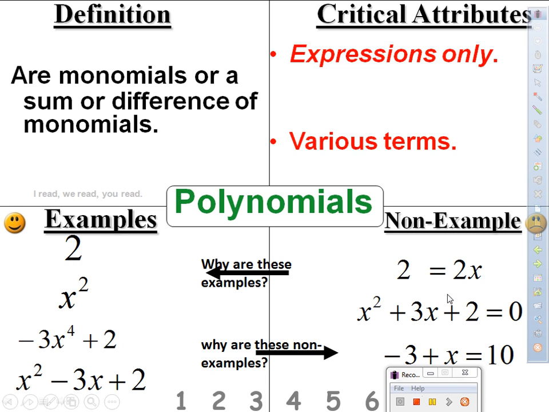So look at the non-examples. 2 equals 2x. X squared plus 3x plus 2 equals 0. And negative 3 plus x equals 10. Why are these non-examples? Because they have an equal sign. These are equations. We're back to what? Expressions only. That's why you write expressions only, various terms. Copy that, please.